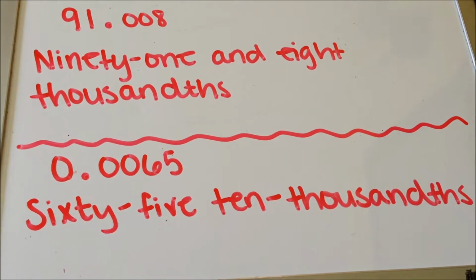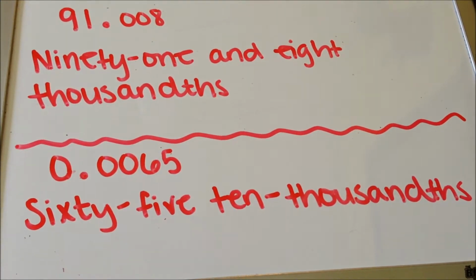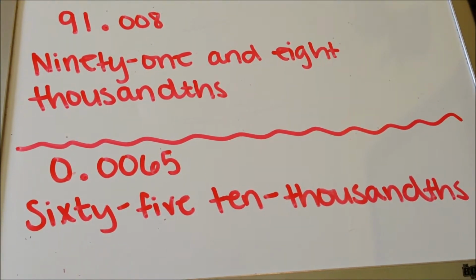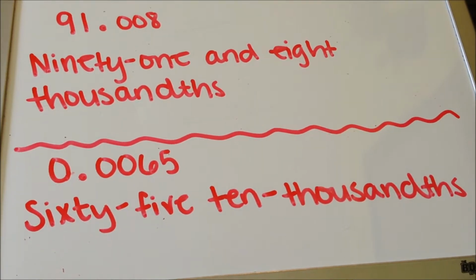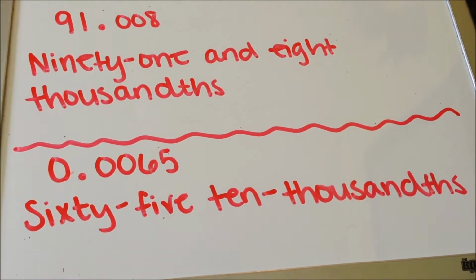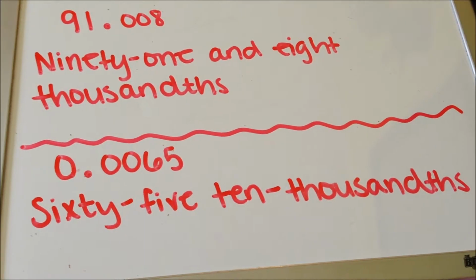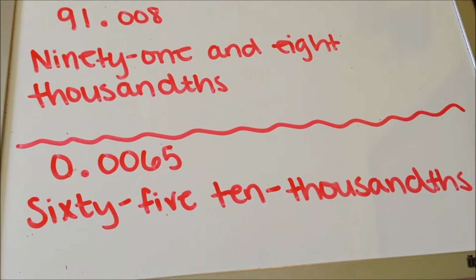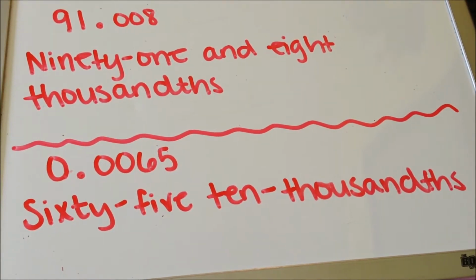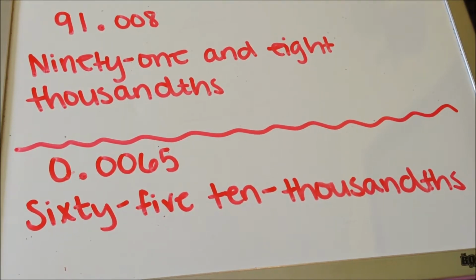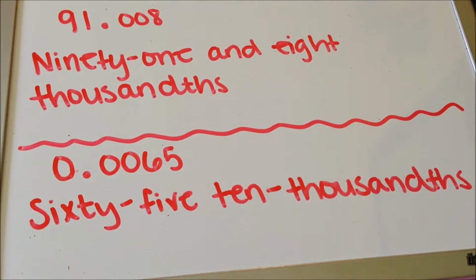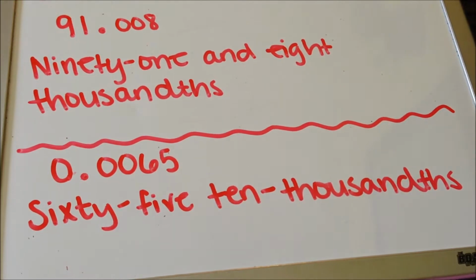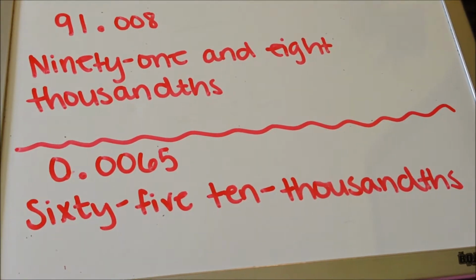Finally, we have 0.0065. So all we have to do is write 65 10,000ths because, again, the number ends at the 5, which is in the tenths, hundredths, thousandths, 10,000ths position. We do not have to acknowledge the 0, so we have no whole number portion for this number. You can, however, write this as 0 and 65 10,000ths, but it's unnecessary.